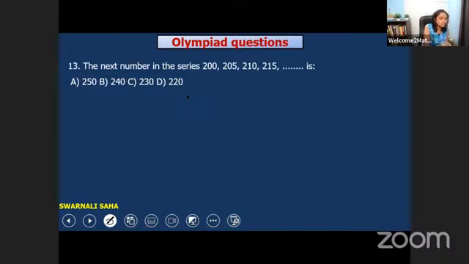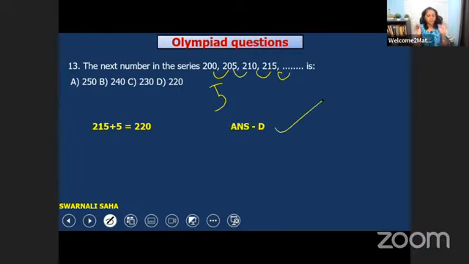You see 200, 205, 210, then 215. That means the difference between the numbers is 5. We just have to add 5 for the next number. So 215 plus 5 is what? 220. Yes. Wow. Very good. The answer is D. Option D is the right one. 220 is the right one.